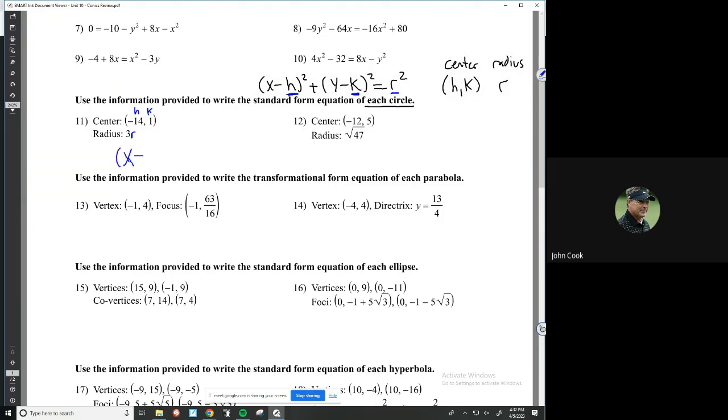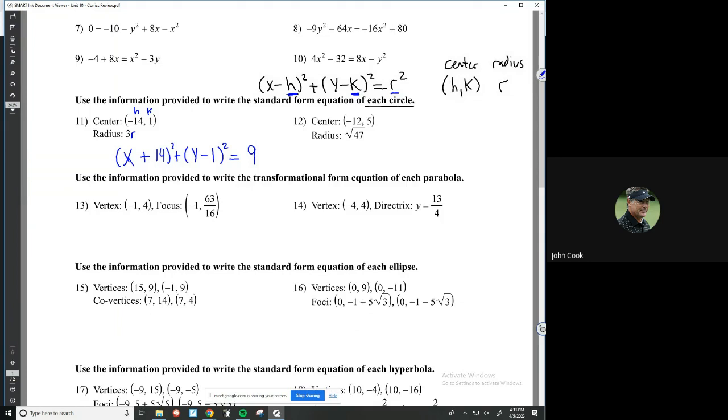(x minus h), so (x minus negative 14) squared, plus (y minus k), which is (y minus 1) squared, is equal to the r value squared, so 3 squared. And then I just do some simple math to make this look a little nicer. Subtracting a negative gives me a plus, so positive 14 right there. And then 3 squared, last time I checked, that's 9. There we go. We've got this circle in standard form.